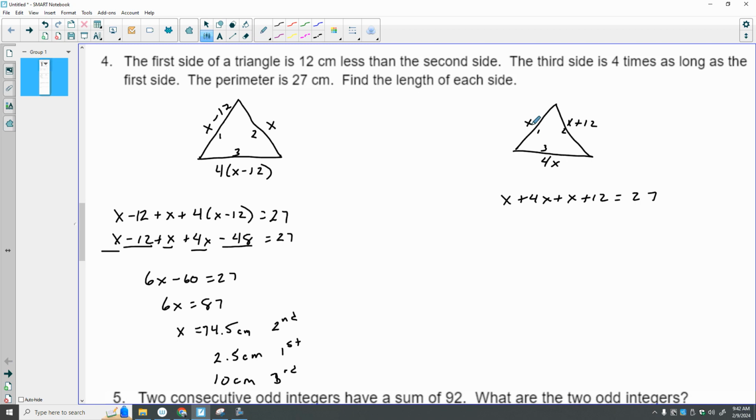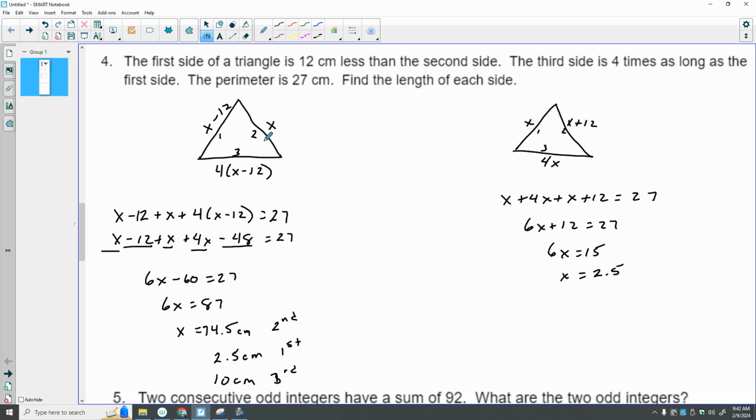And the perimeter, x plus 4x plus x plus 12 equals 27. I went in the wrong order, sorry. It doesn't matter. Combining like terms, I get 6x plus 12 equals 27. I subtract 12 and 6x equals 15. I divide by 6 and x equals 2.5. So why are my x's different? I just said it doesn't matter. How come I got 14.5 here and I got 2.5 here?